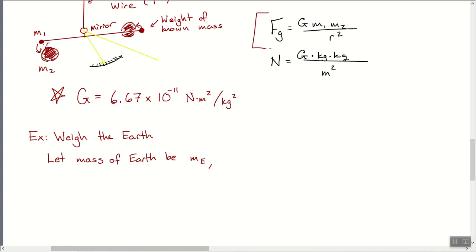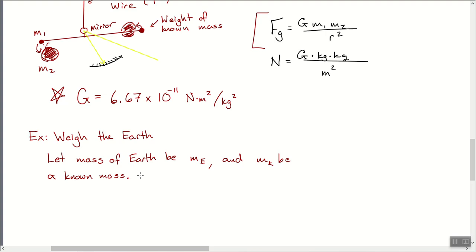So let's just say let ME be the mass of Earth, and hypothetically M be a known mass. Now, if you guys would like, we could call this M sub K just to avoid confusion for mass of something known. Let's do that. If you want to, you can. I'm going to let that be a known mass.